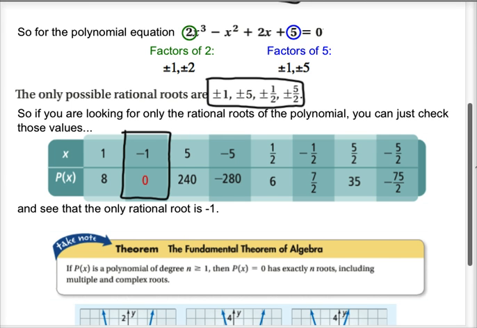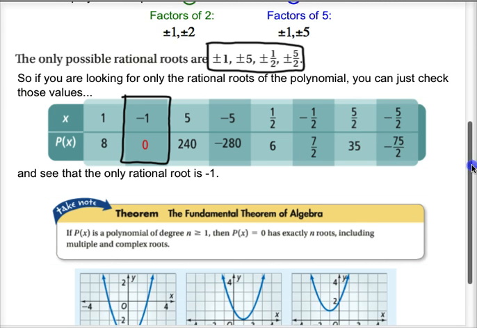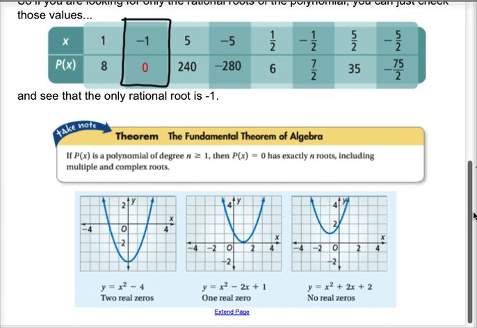Now, before we dive into that, something else we need to understand is the fundamental theorem of algebra. What the fundamental theorem of algebra says is if p of x is a polynomial of degree n greater than 1, then p of x equals 0 has exactly n roots, including multiple and complex roots. So what this means is whenever we're dealing with a quadratic, degree 2, then we're always looking for 2 roots. Cubic will always have 3 roots, so on and so forth.